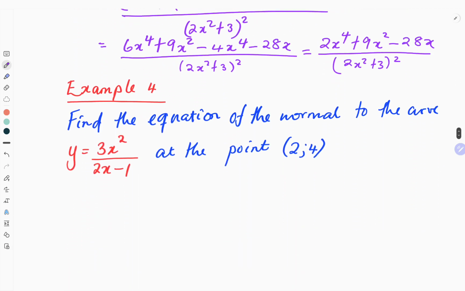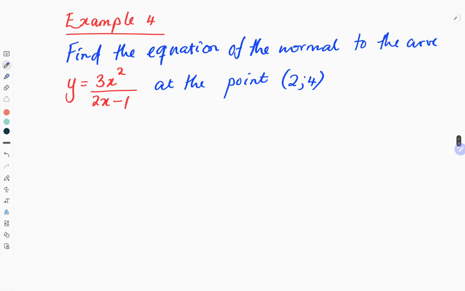Okay, moving on to the last example. Find the equation of the normal to the curve y is equal to that at the point (2, 4). So remember, to find the equation of the normal, we need to first find the gradient of the tangent. Then, remember, the gradient of a tangent times the gradient of a normal must be equal to minus 1. Then we can determine the equation of the normal.